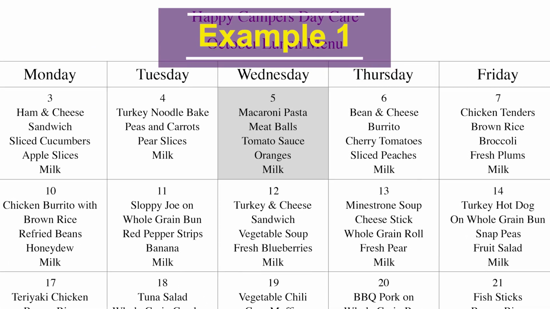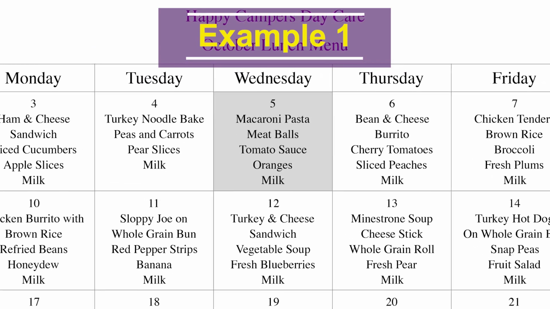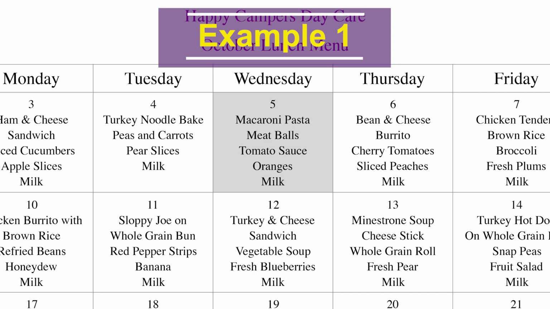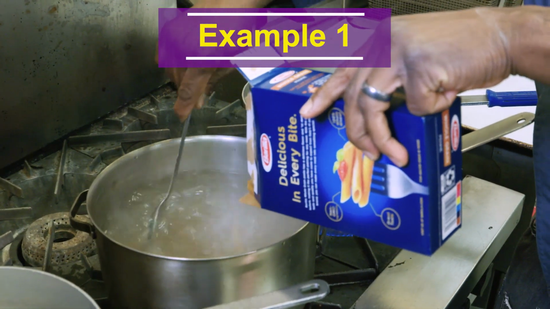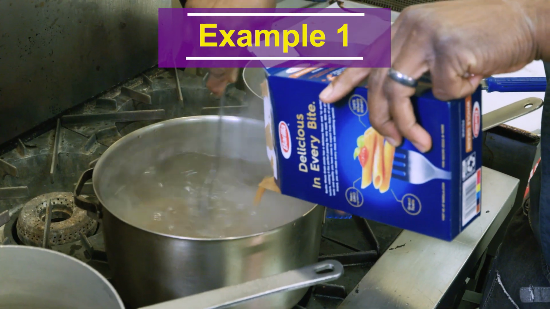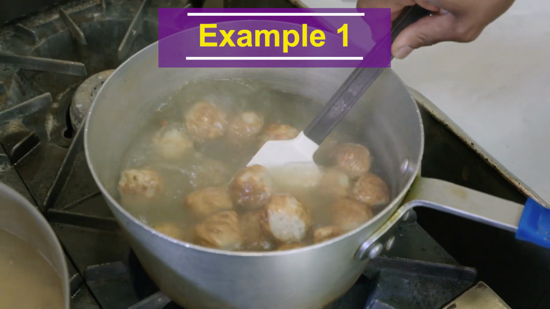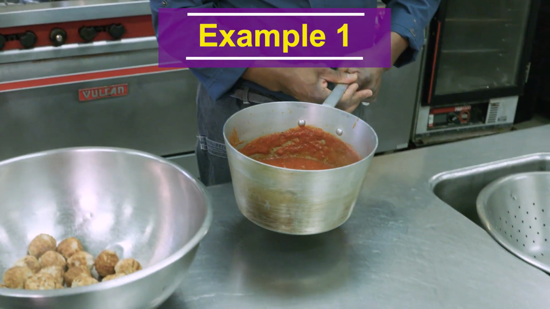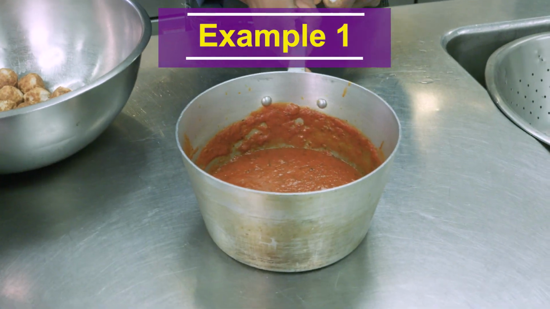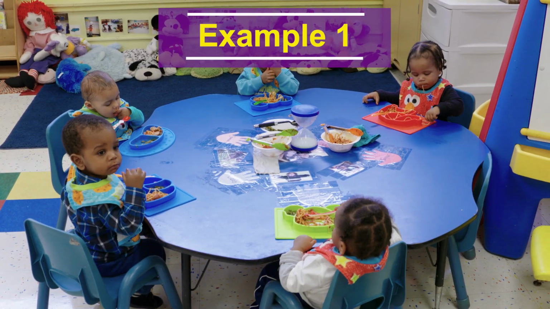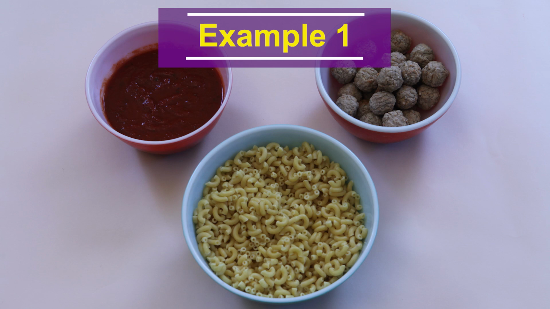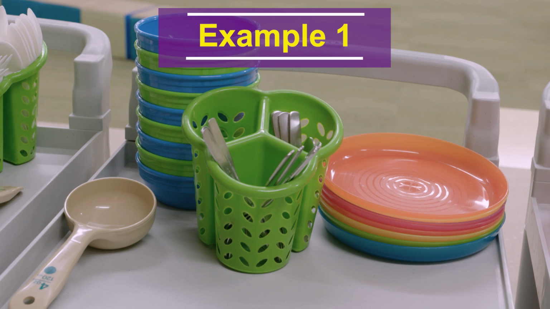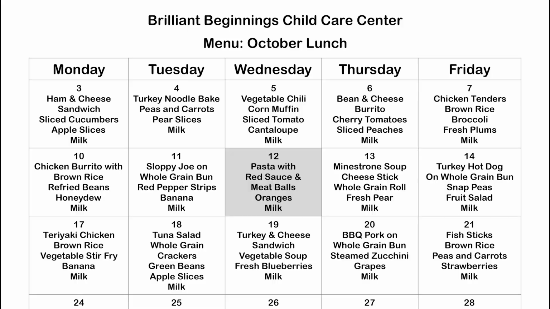Let's look at the first center's menu for this meal. Macaroni pasta, meatballs, tomato sauce, oranges, milk. In this example, everything is cooked separately. The pasta is boiled in one pot. The meatballs are heated in one pan, and sauce is cooked in its own pot. They serve their meal through family-style dining. Pasta, meatballs, and tomato sauce are placed separately in common serving bowls for each table, and separate serving utensils are placed with the bowls, meeting minimal serving requirements.